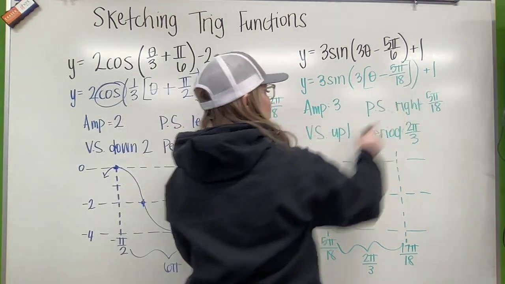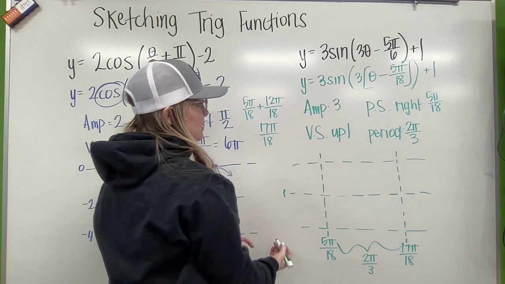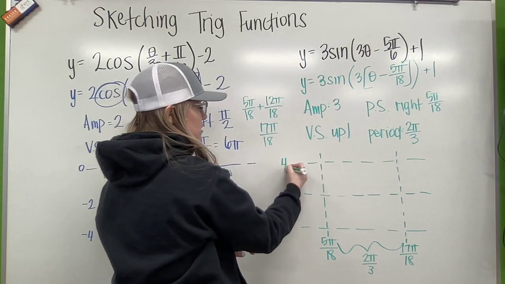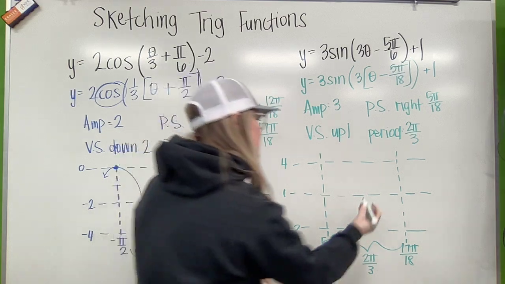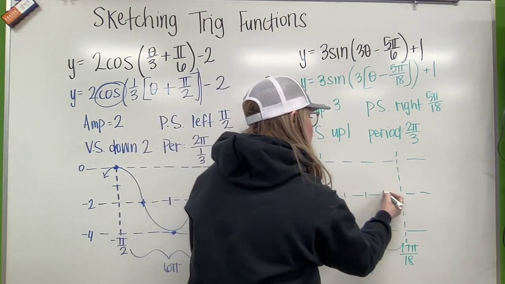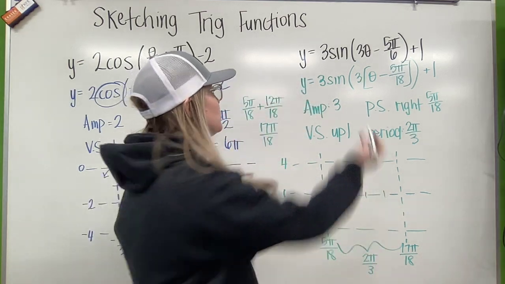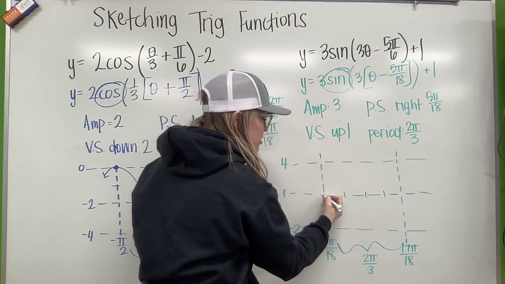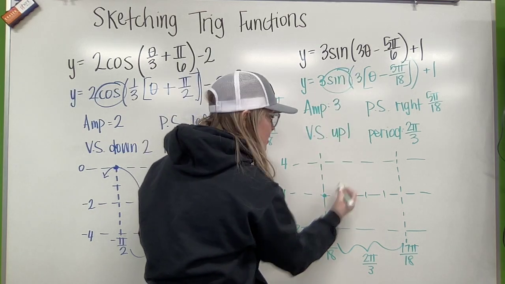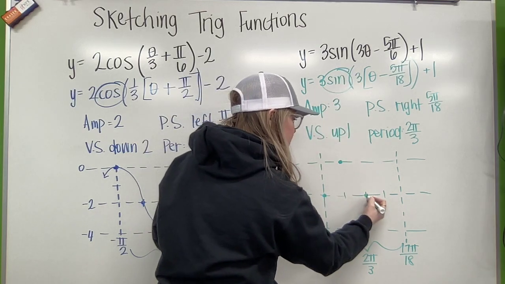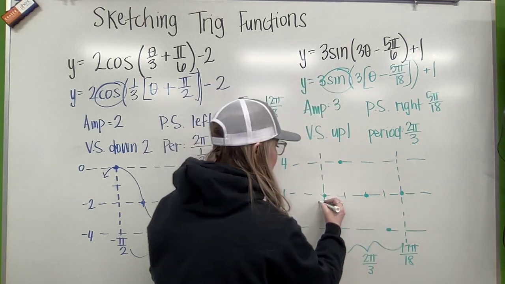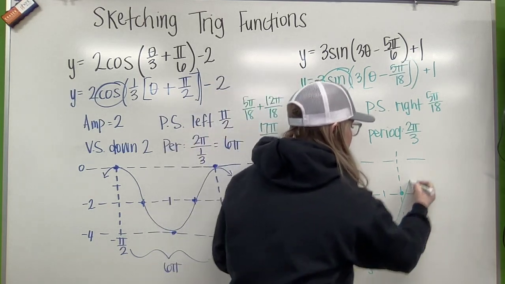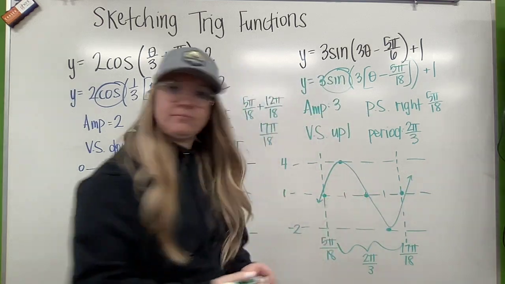I have a vertical shift. I'm going to go up 1, and then I have an amplitude of 3. So this is going to go up to 4 and down to -2. Then I'm going to split this into fourths, and we're dealing with a sine wave, so I'm going to start at 0. So I'm going to go 0, maximum, 0, minimum, back to 0, and here is that sine wave.